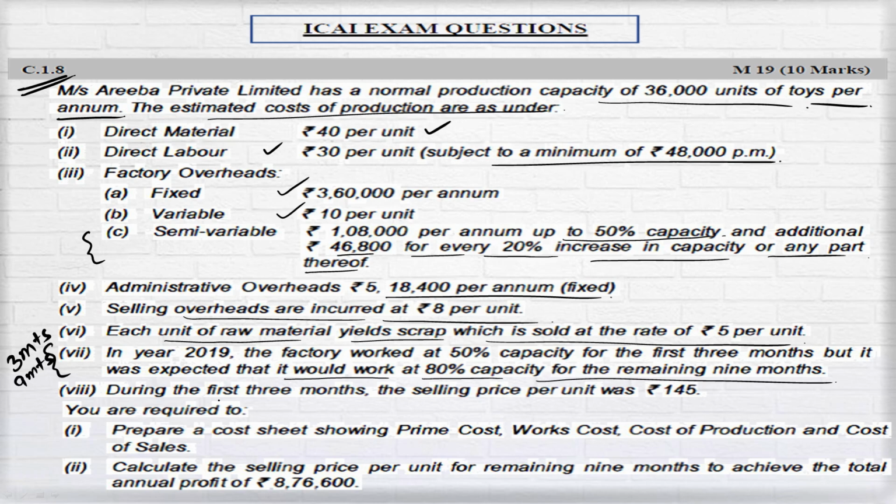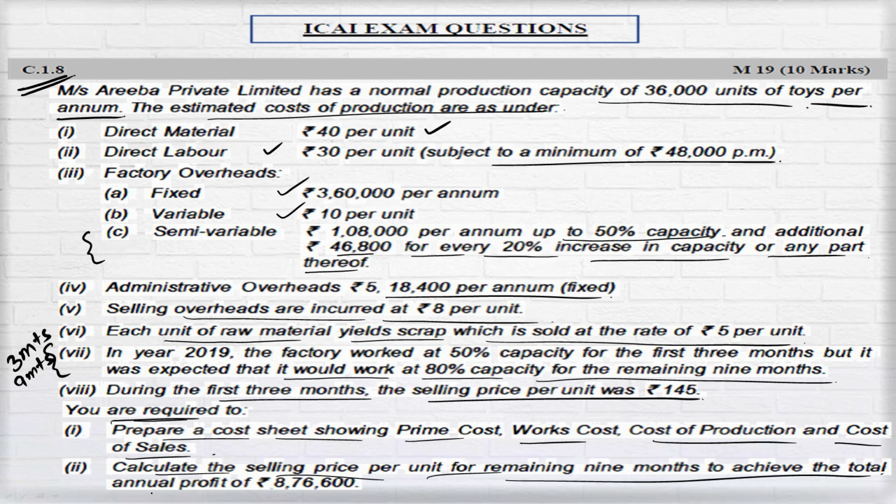During the first 3 months, selling price per unit was 145. You are required prepare a cost sheet showing prime cost, work cost, cost of production and cost of sales. Calculate a selling price per unit for remaining 9 months to achieve total annual profit of 8,76,600.